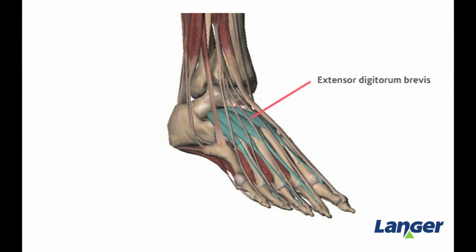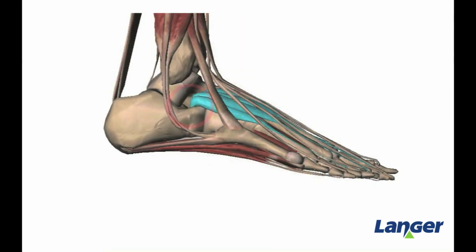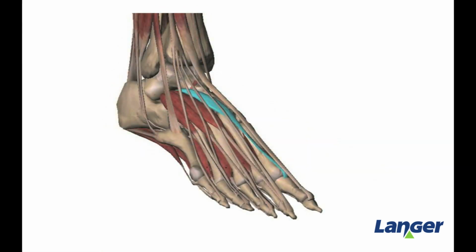The extensor digitorum brevis originates both superiorly and laterally on the calcaneus. The first muscle of the extensor digitorum brevis inserts on the proximal base of the greater toe phalanx, whereas all of the other muscles within the group insert laterally to the extensor digitorum longus tendon. The function of the muscle is to extend the digits at the MTP joints.